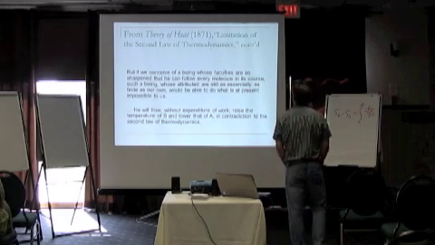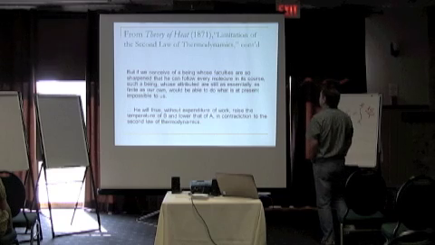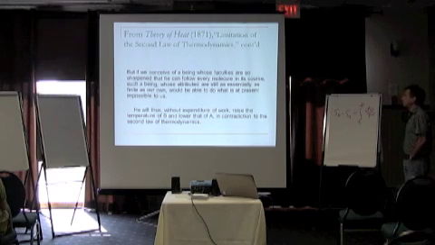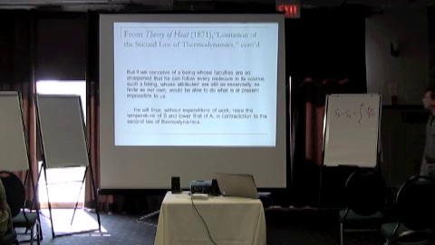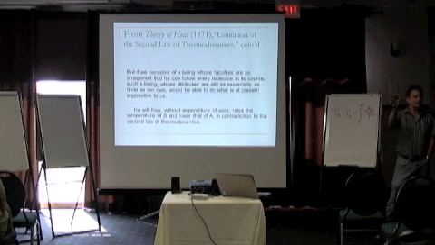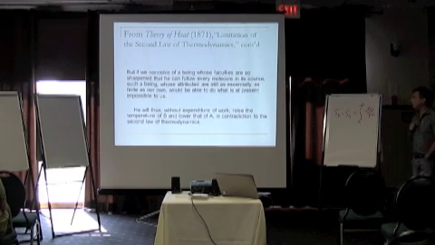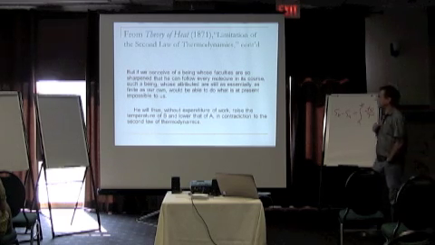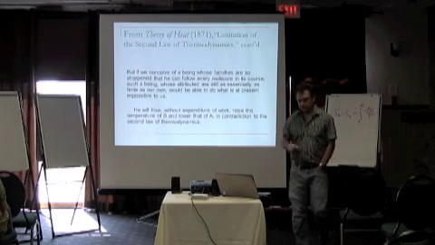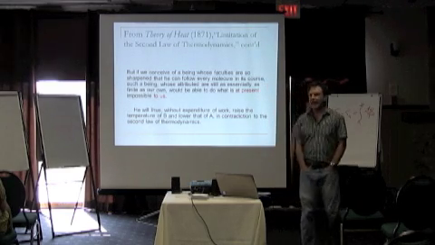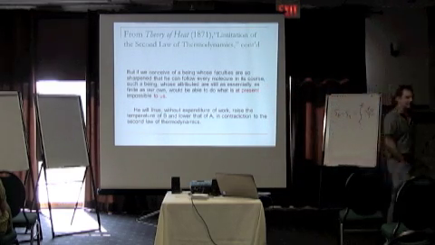If we conceive of a being whose faculties are so sharpened that he can follow every molecule in its course, such a being, whose attributes are still as essentially finite as our own, would be able to do what is at present impossible to us. Then he describes the setup that I just described, and he says, he will thus, without expenditure of work, raise the temperature of B and lower that of A, in contradiction of the second law of thermodynamics. At present, impossible to us.